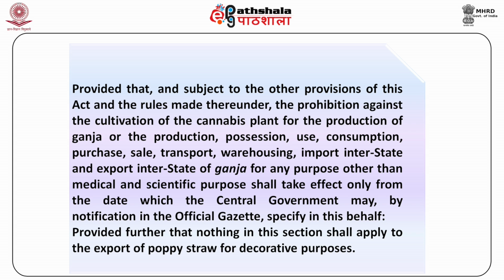Provided that, subject to the other provisions of this Act and the rules made thereunder, the prohibition against the cultivation of the cannabis plant for the production of ganja, or the production, possession, use, consumption, purchase, sale, transport, warehousing, import inter-State, and export inter-State of ganja for any purpose other than medical and scientific purpose, shall take effect only from the date which the Central Government may, by notification in the Official Gazette, specify in this behalf; provided further that nothing in this section shall apply to the export of poppy straw for decorative purposes.